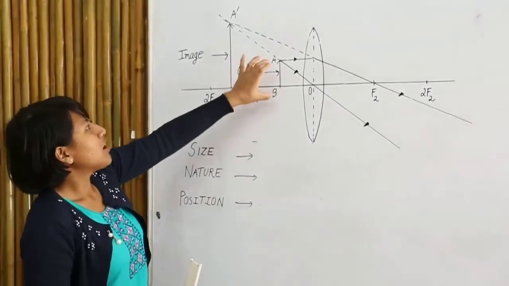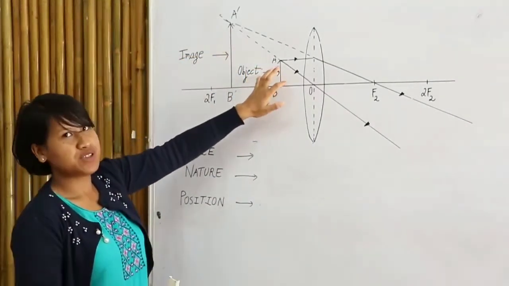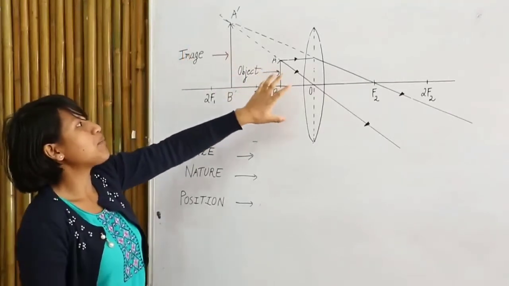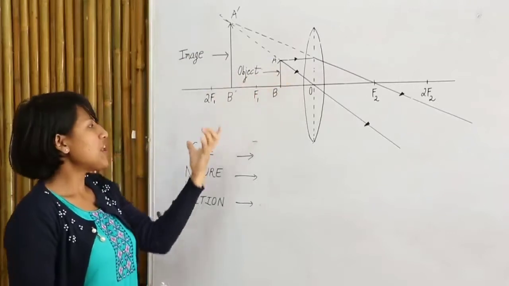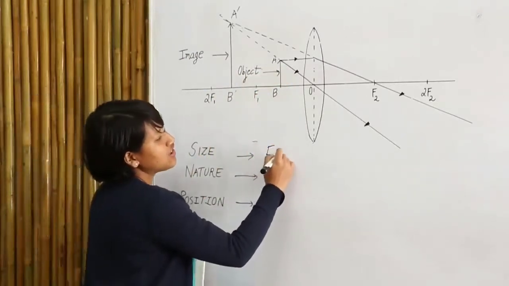I'll do only a few ray diagrams for convex lens and for concave lens. So you compare the size of the image to that of the object. You find that the size of the image is quite bigger compared to that of the object. So what happens to the size of the image? It is enlarged.